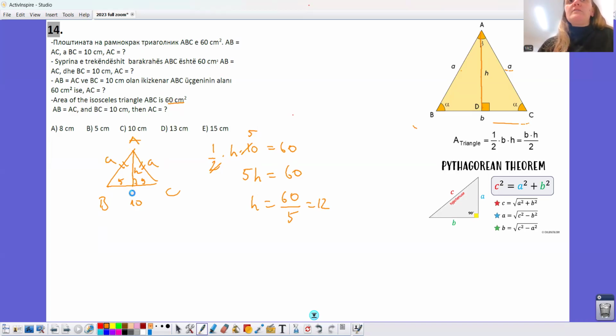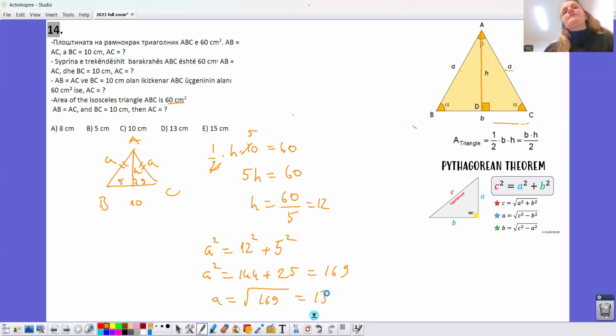So here, as you see, I have a right triangle, which I can use the Pythagorean theorem. So hypotenuse here, it's A. So A squared will be equal to H squared, which we found 12 squared, plus the half of the base, 5 squared. So A squared is equal to 144 plus 25, which is 169. So A is equal to root of 169, which is 13.